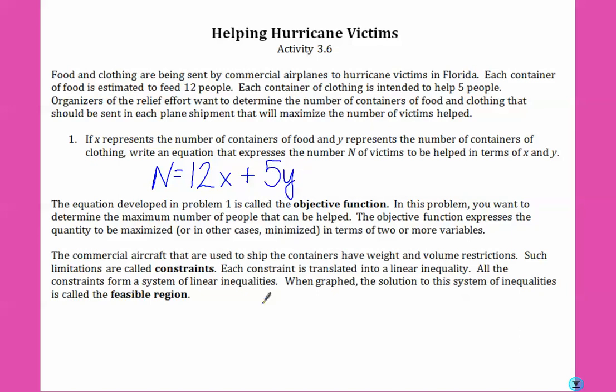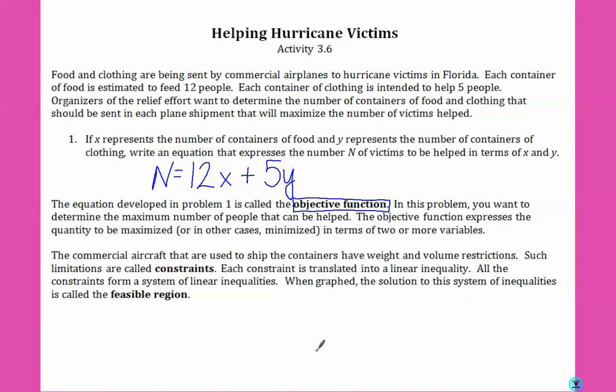So in the end, we're going to plug in X's and Y's to this and figure out how many people we can actually help out. The equation that we just wrote is our objective function. In this problem, you want to determine the maximum number of people that can be helped. The objective function expresses the quantity to be maximized, or in other cases minimized, in terms of 2 or more variables.